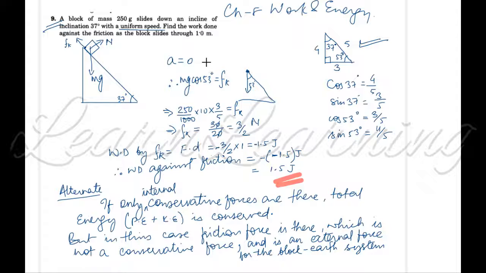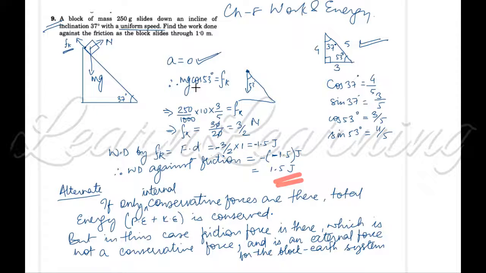Now since it is of uniform speed, we know that the acceleration here is 0. When we draw the free body diagram, you can see that there is a force acting downwards, that is m into g. There is a force acting along the surface upwards. This is the friction force, the kinetic friction force. And there is a normal contact force perpendicular to the surface of the incline.